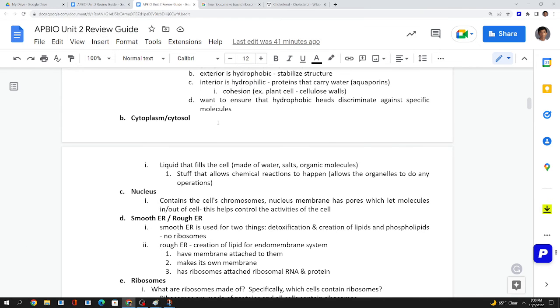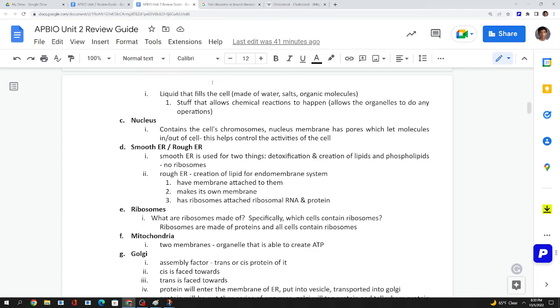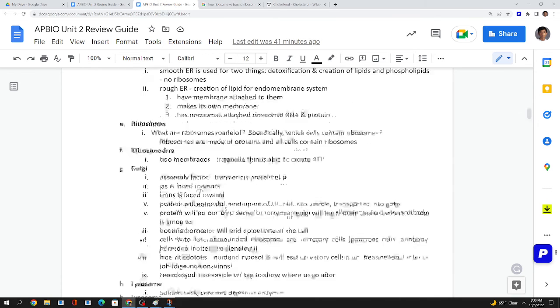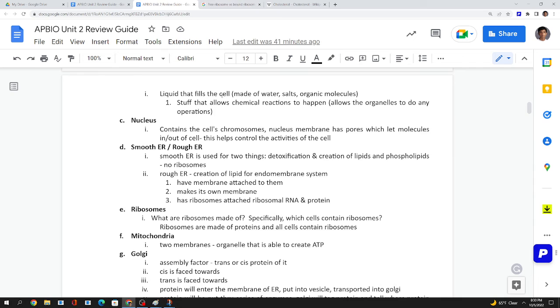Or if I have a cell that has a lot of stuff breaking down, like protein digestion, right? I'm probably going to know it's a digestive cell, right? Something in my bladder. But we'll go on later into that. So yeah, that's really the difference between the smooth ER and the rough ER.